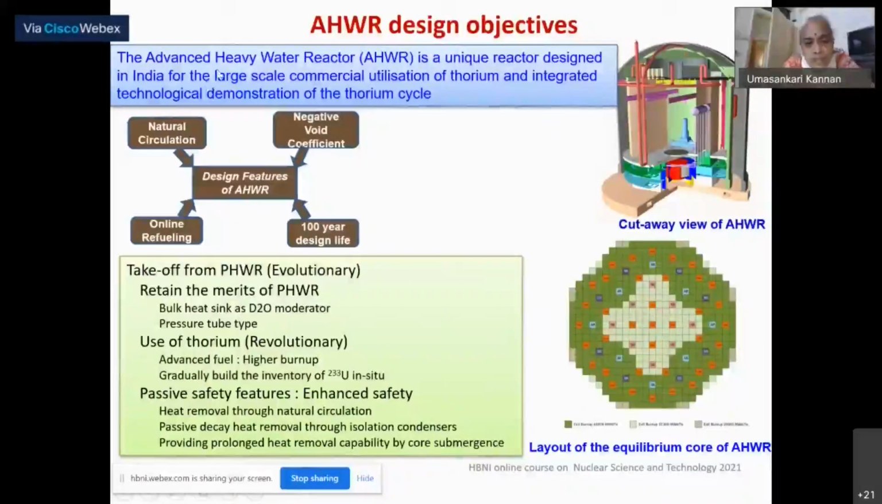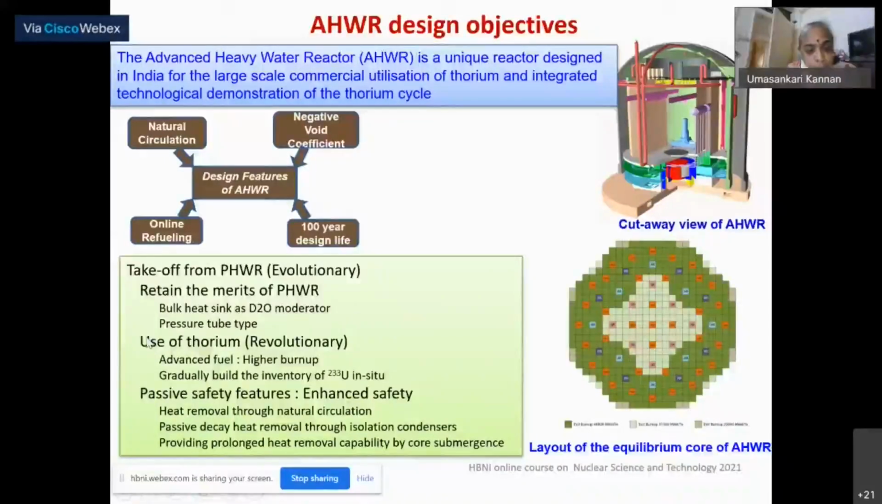The advanced heavy water reactor is a unique reactor which is being designed in India for large-scale commercial thorium utilization. And we also wanted to prove the integral technological demonstration of the full thorium cycle. These are some of the design features; I'll not go into all these things. Basically, it's a takeoff from the PHWR, so we have an evolutionary concept. We retain the merits of the PHWR, that we have a pressure tube type of system and bulk heavy water as a heat sink.